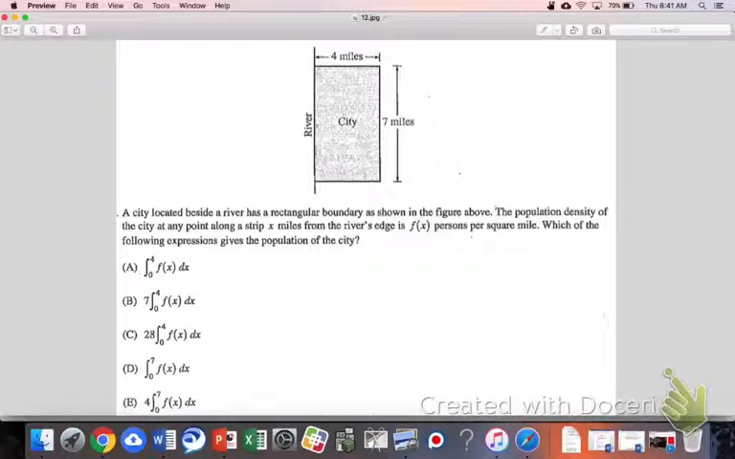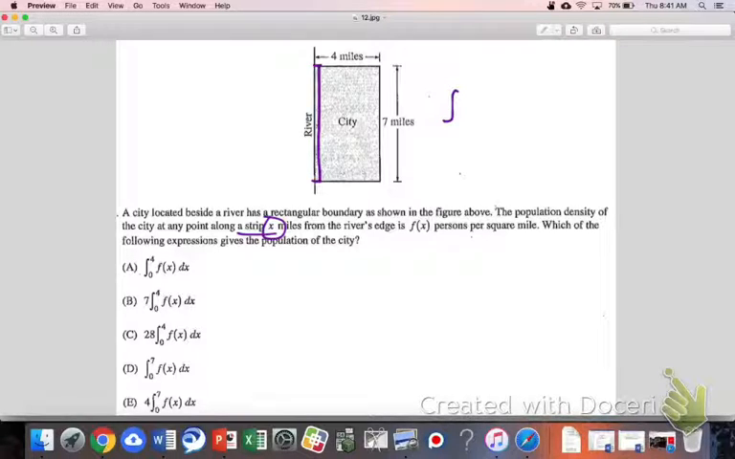So with something like this, it gives you a population density. And really importantly, it says the population density at any point along a strip, x miles from the river's edge, is f of x persons per square mile. So when I think of a strip from the river, I'm thinking of a little tiny representative rectangle. All along that really skinny strip, the population density is f of x.